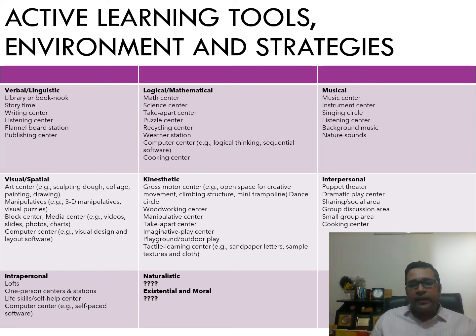For kinesthetic, you need to create a gross motor center, for example open space for creative movement, climbing structures, mini trampoline, dance circle, woodworking center, manipulative center, take-apart center, imaginative play center. Playground and outdoor activities are going to play a very important role in this regard. Tactile learning center, for example sandpaper letters, sample textures and cloth, etc.